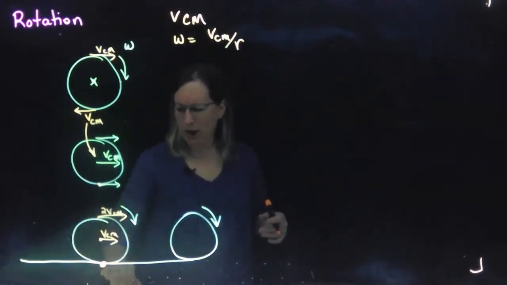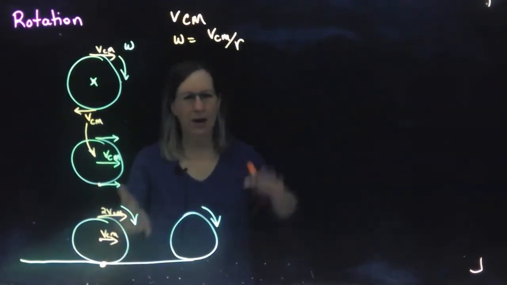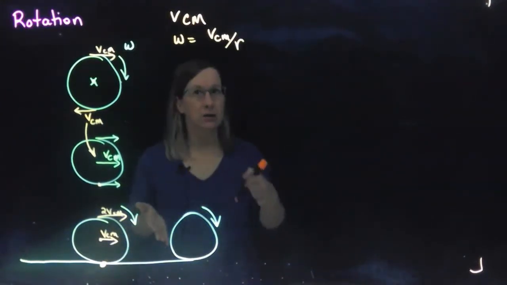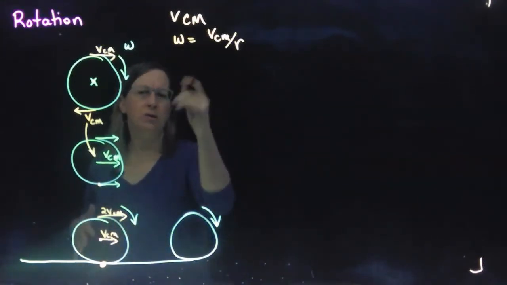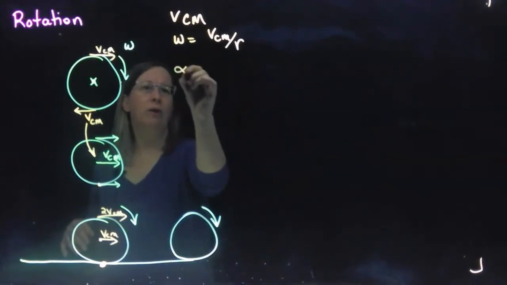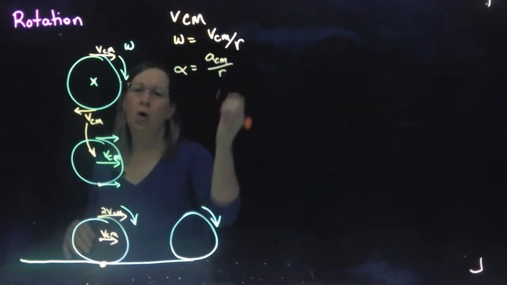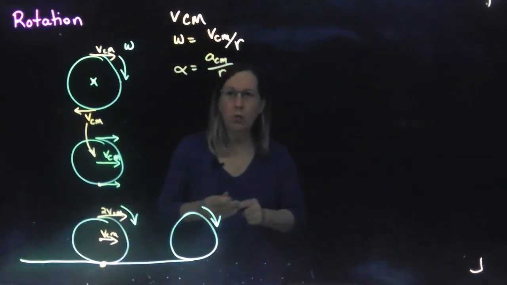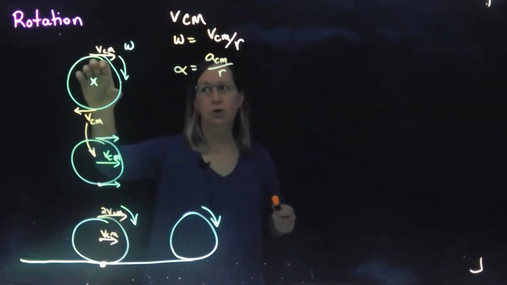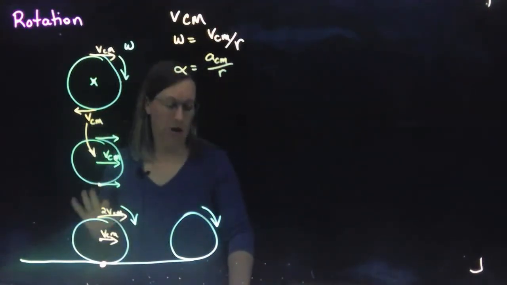And that's what allows us to have V equals 0 right here at the bottom as the wheel comes in contact. If that's the case, then alpha is going to equal A center of mass over R, and we can do all of the work that we've done before for something rotating on its own. We can now look at rolling.